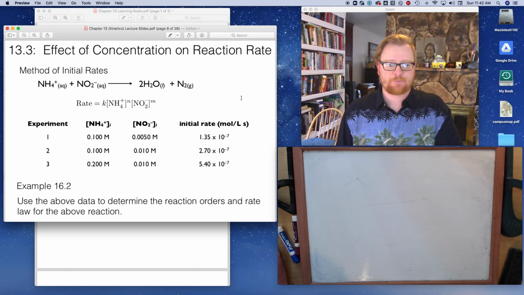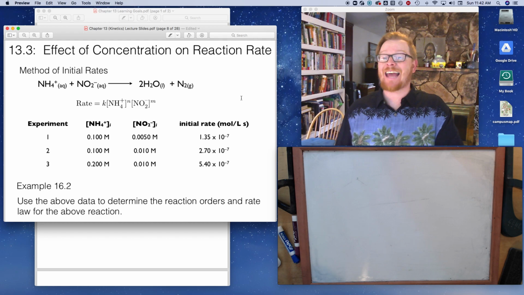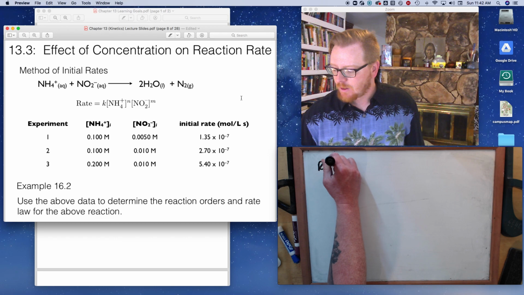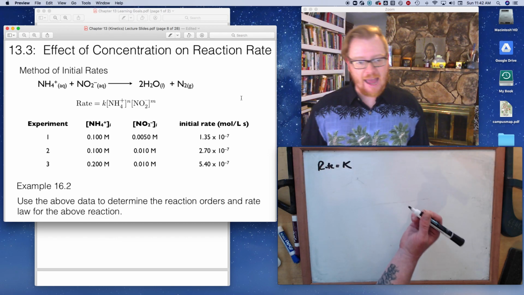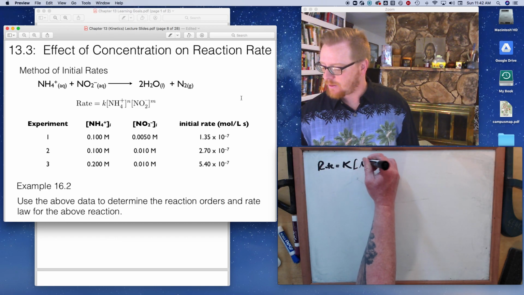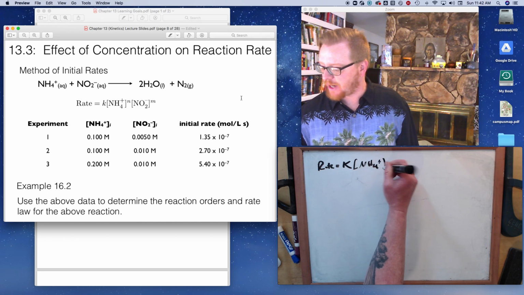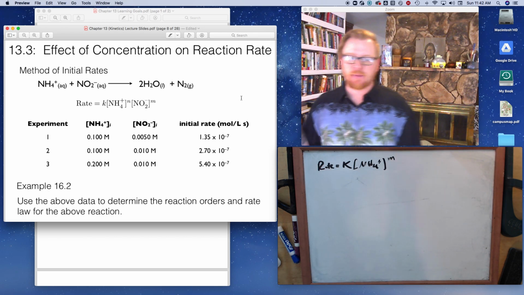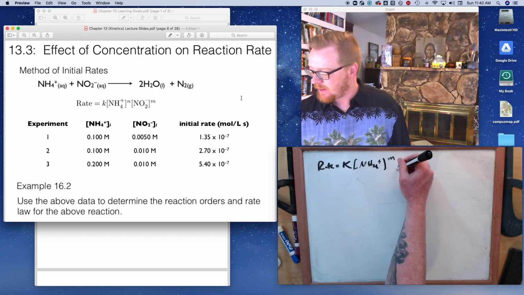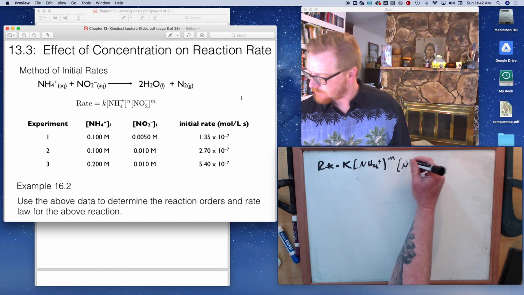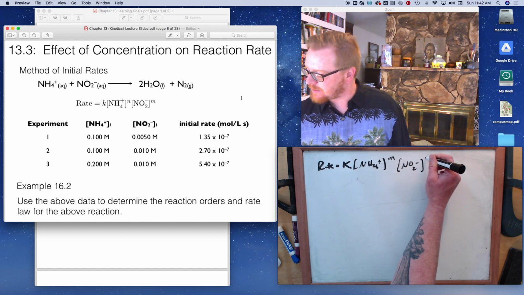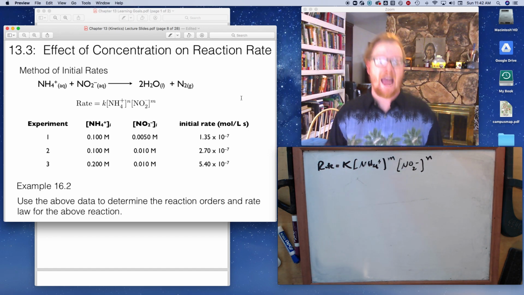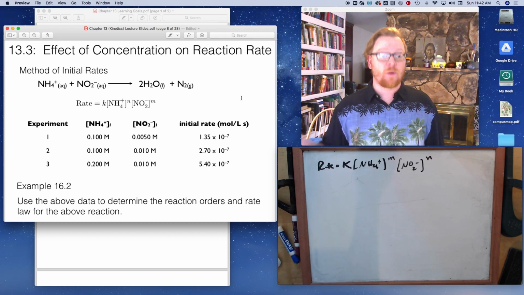and nitrogen gas. Okay? When we first want to start guessing what our rate is, we're going to guess by saying just rate equals rate constant K times my ammonia concentration raised to some power. It really doesn't matter what letter you use. Okay? It could be X, Y, N, M, P, Q. It's just some placeholder. And NO2 minus raised to some power n. And remember, we only do this with reactants. We only write the rate law with reactants.